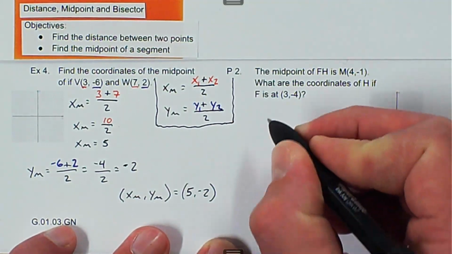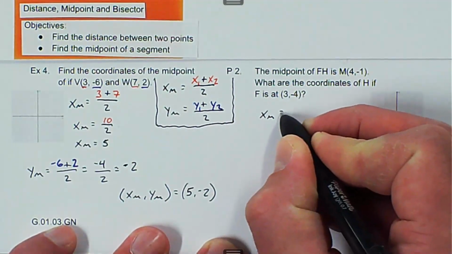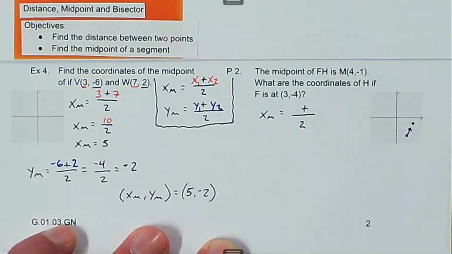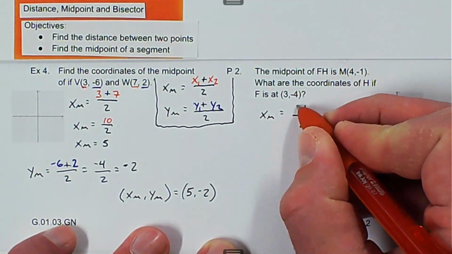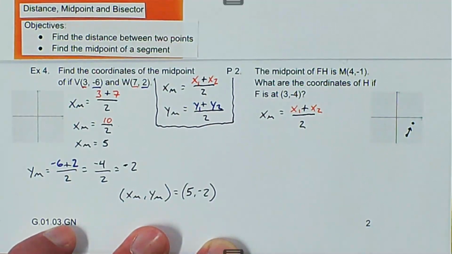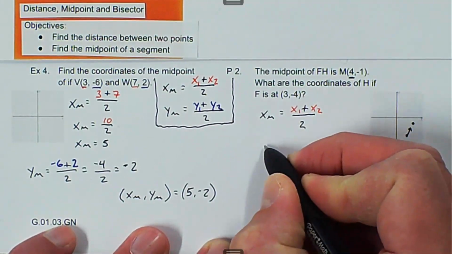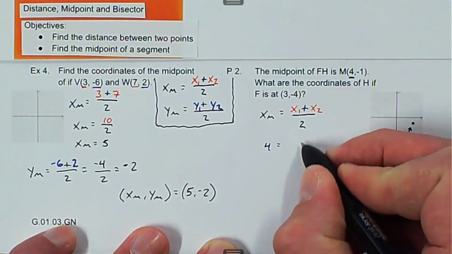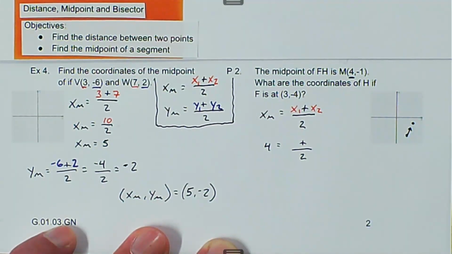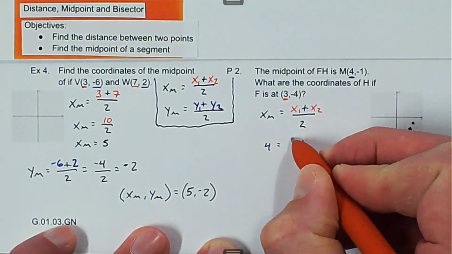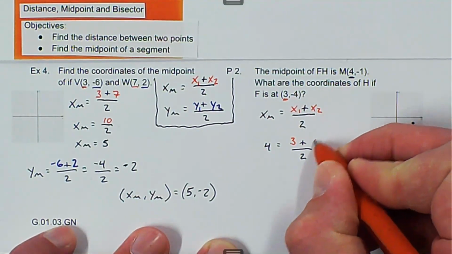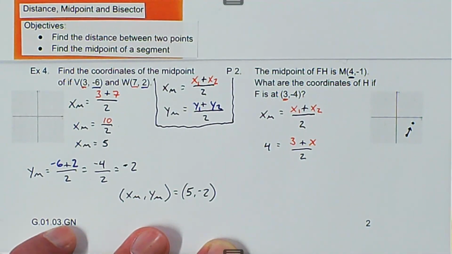So use our same formula. We have x midpoint is equal to the things that don't change. We're going to add these together and divide by 2. And we're going to have x sub 1 and x sub 2. We're given the midpoint, so x midpoint is 4. And we're given one of the values, x sub 1, which is 3. And we need to find that other value there. So we're going to leave that as a variable x, and we need to solve to get x by itself.